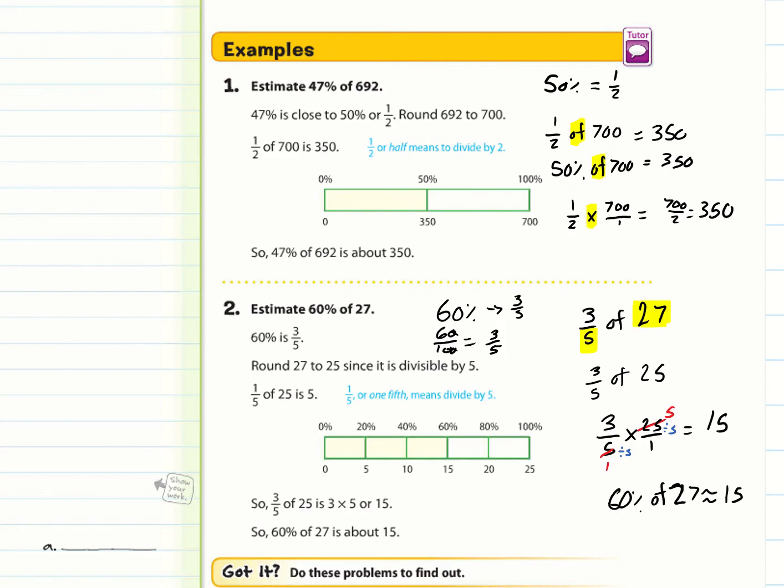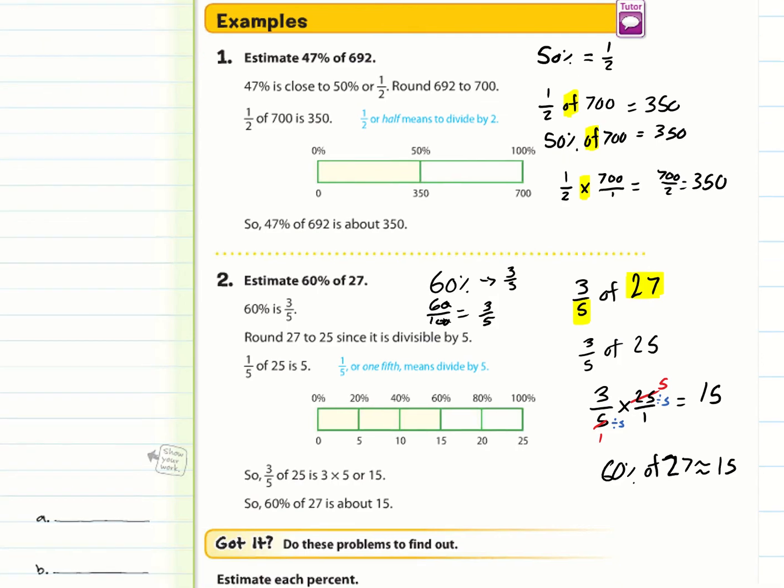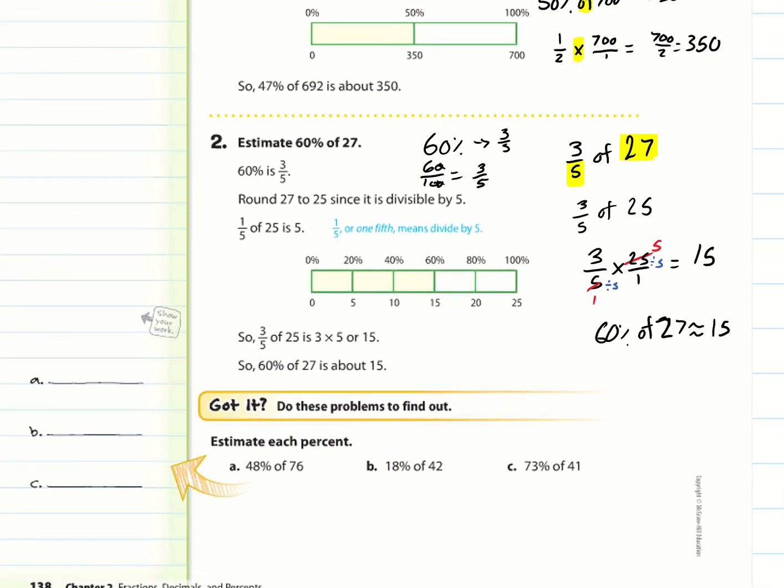Now, if you would like to use the model, so here's from 0 to 25. If you divide that in fifths, because we have the denominator of 5, I'm actually going to do a different color. We have denominator of 5. That's why there's 5 boxes. And then if we get 3 out of the 5, that's here, and then 5, 10, 15, 15 is there. So 60% of 25 is about 15.